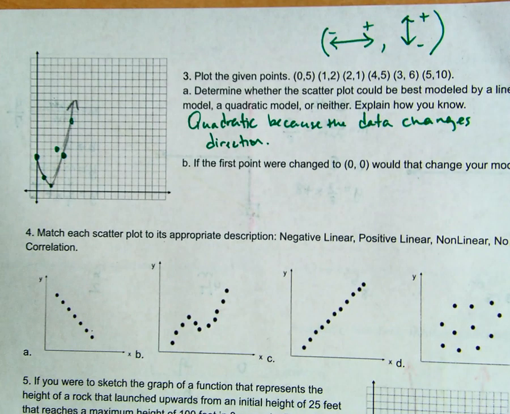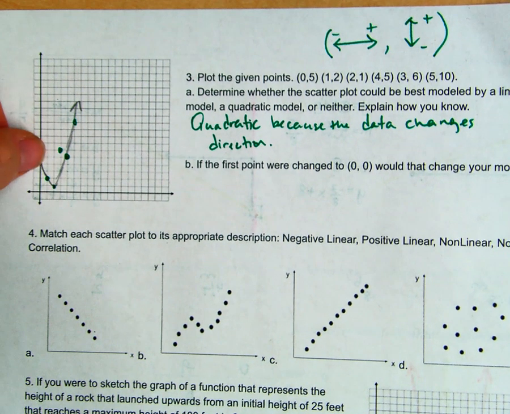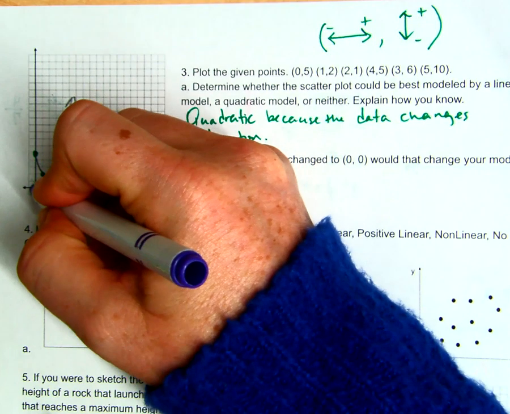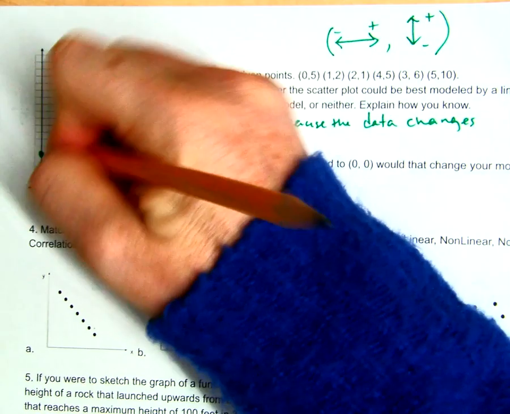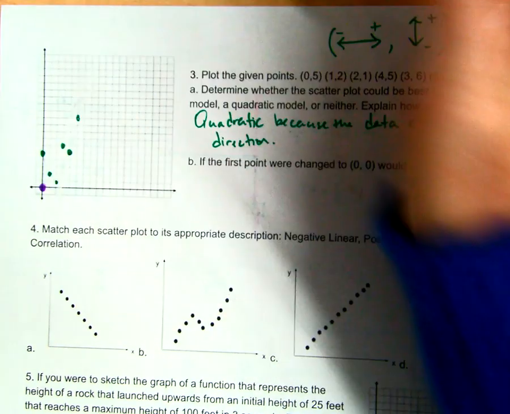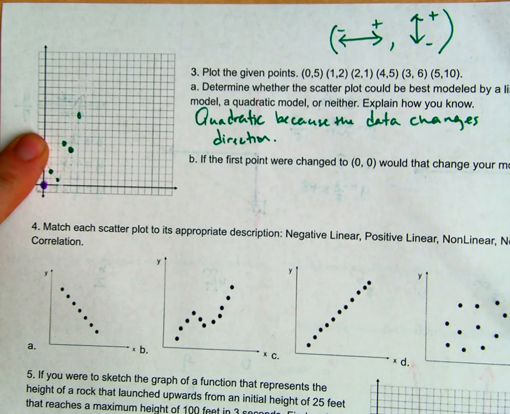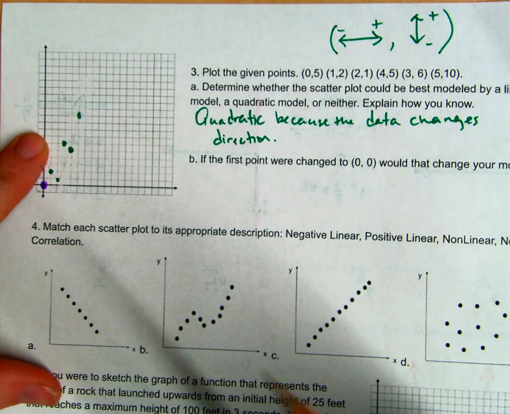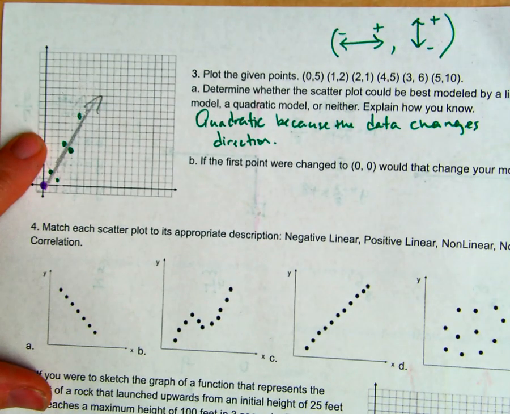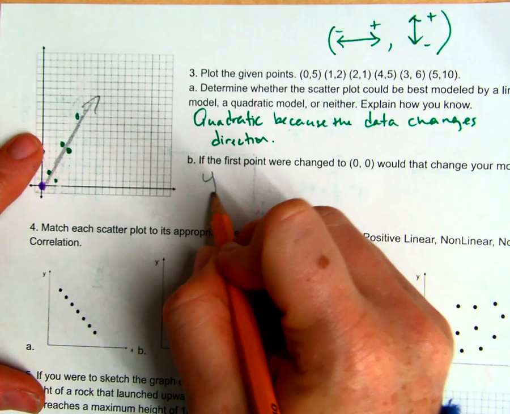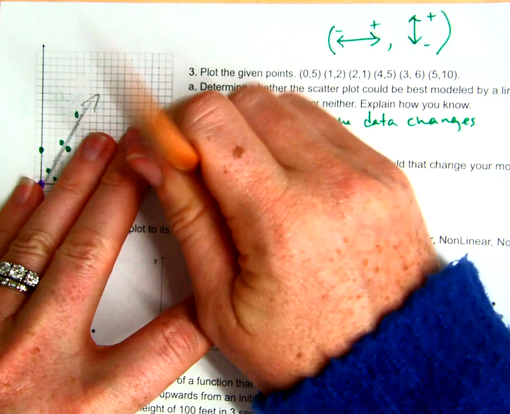So the next question says, if the first point were changed to 0, 0. So if I changed this first point right here to this point, okay? So if you can imagine, I'm just going to erase where I connected the dots here. If you can imagine this one gone, would that change your mind about the direction of the data? And yeah, you would really suspect that if that first point had not been 0, 5, the data would be linear.